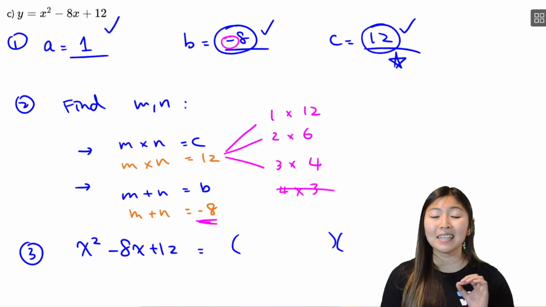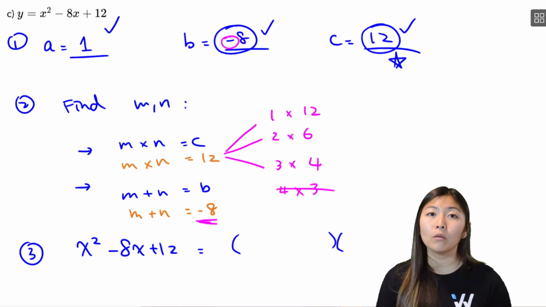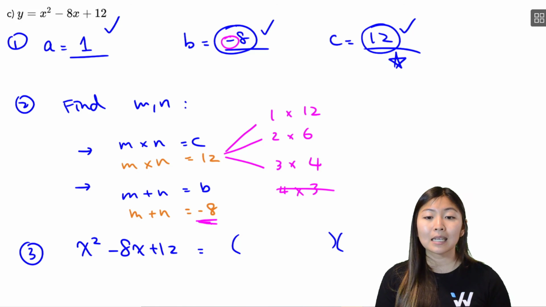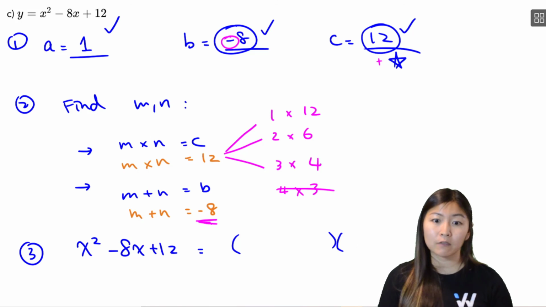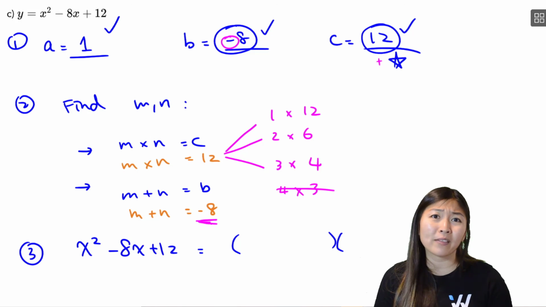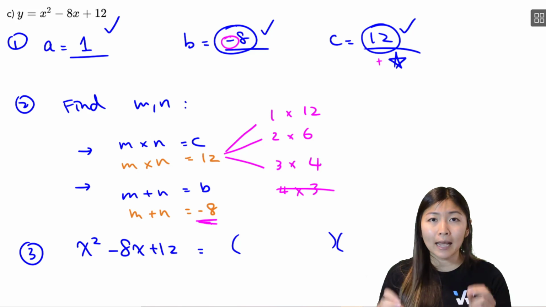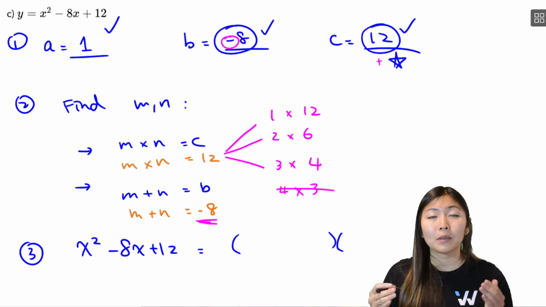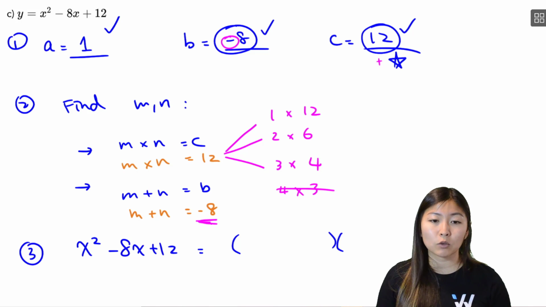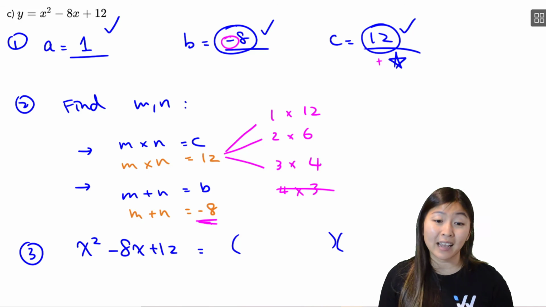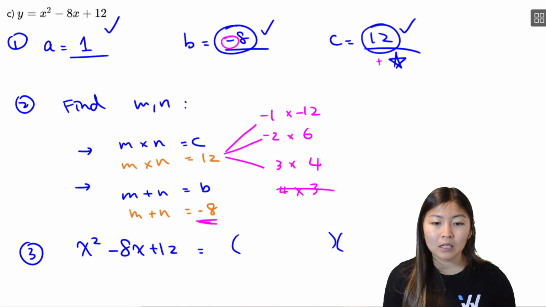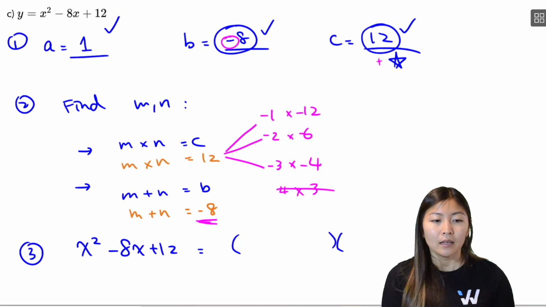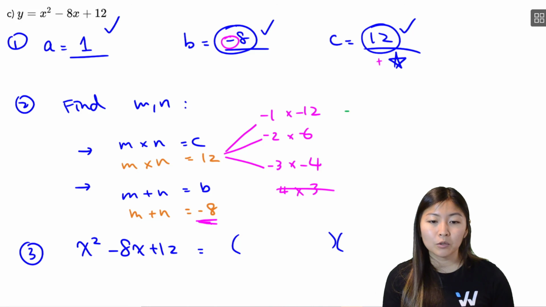So the instant you see a negative in your b, I know that my two numbers, m and n, at least one of them has to be negative. And since I need to multiply to a positive number, well, I need both of them to be negative. Otherwise, I'll end up with a negative, and I don't want that, right? So I need both negative numbers to be m and n, so that when they multiply together, they give me a positive 12, and when they add together, they give me a negative 8. So I'm going to make all of these negatives. And now let's see which ones add up to negative 8.